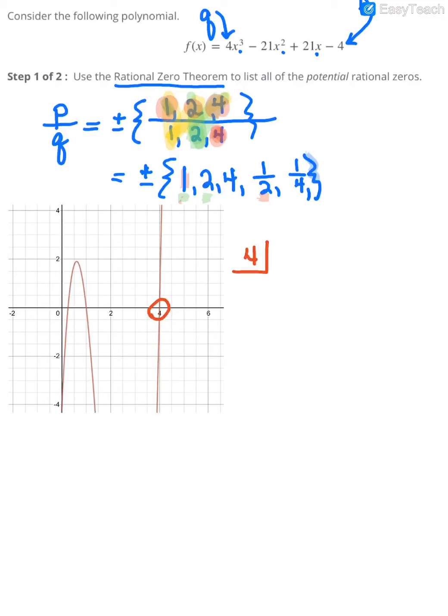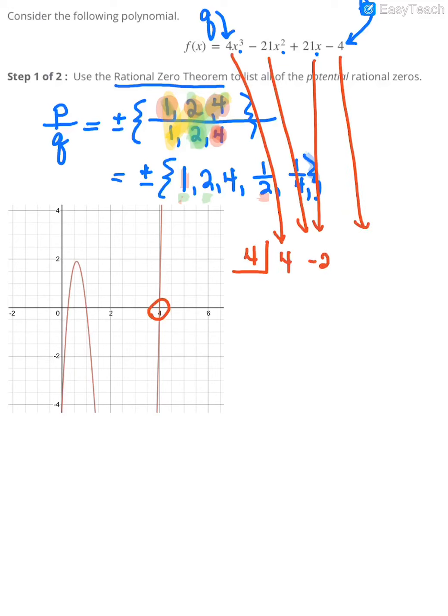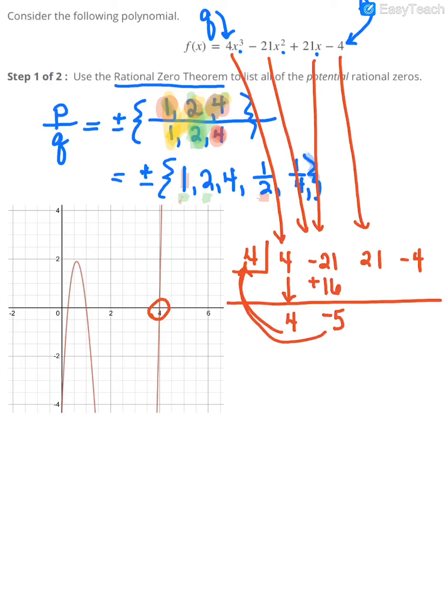Remember, with synthetic division, you're going to bring down these coefficients. So again, you have to make sure they are in order. So we have a 4, negative 21, positive 21, and negative 4. And then carry out your synthetic division. So the 4 comes straight down. We multiply by the box. 4 times 4 is 16. When we add, we get negative 5. Multiply by the box. Negative 5 times 4 is negative 20. When we add, we get 1. Multiply by the box. 1 times 4 is 4. And when we add, we get 0.